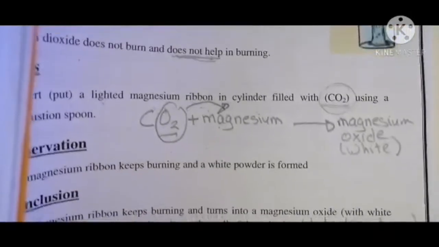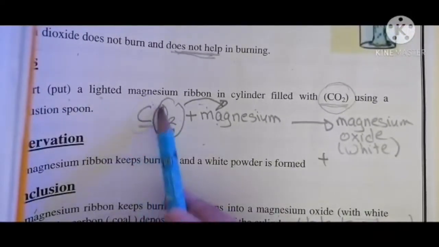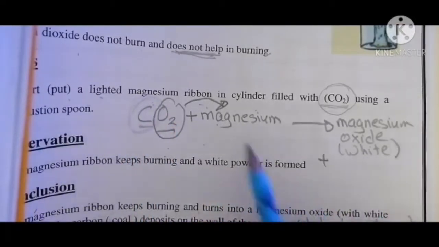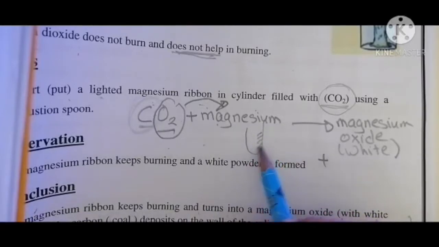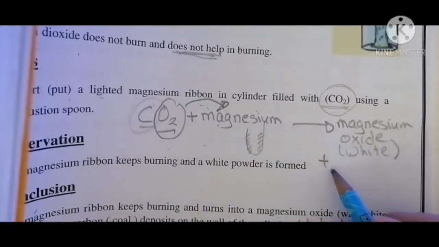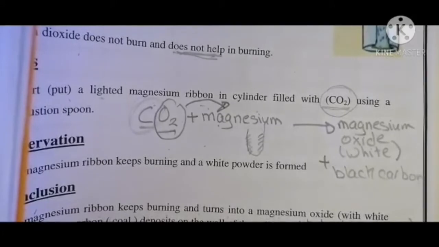Okay, what about the carbon? It is going to be left alone. So it is going to deposit, it is going to be formed over the walls of the test tube. Okay, and its color is black. So black carbon is formed over the walls of the test tube.